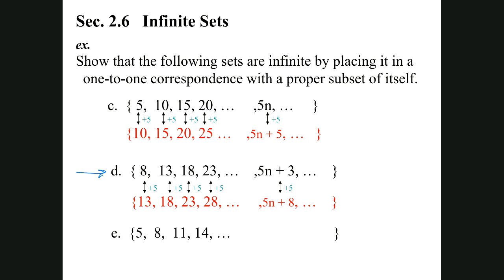Okay, we'll do the same on E. Okay, show the following sets are infinite. How? By placing it in a one-to-one correspondence with a proper subset of itself. Okay, so we have to find the nth term. First term is 5. Second term is 8. Third term is 11. Fourth term is 14, right?